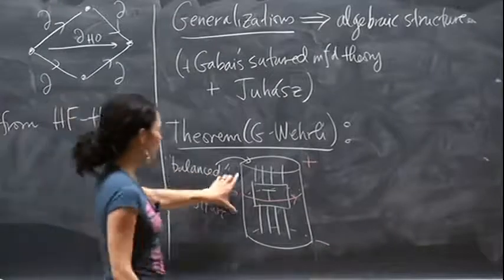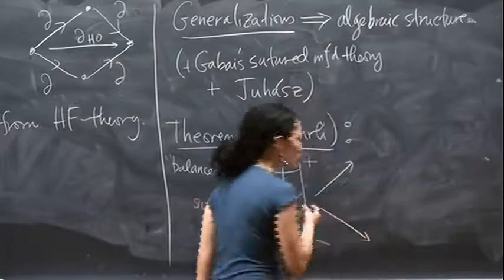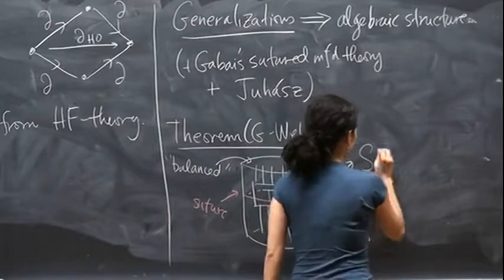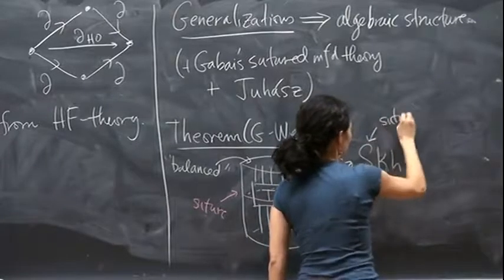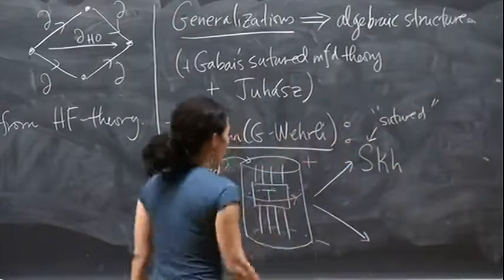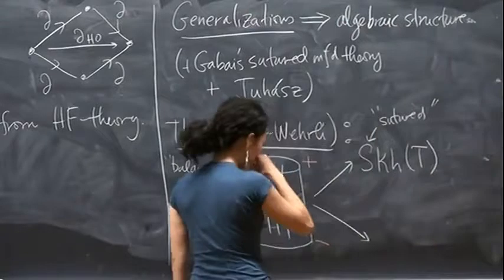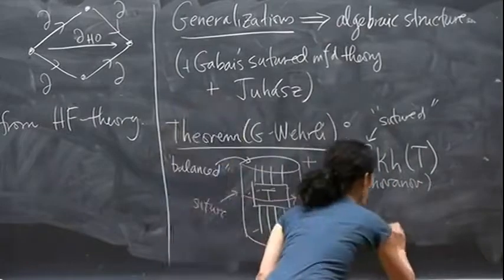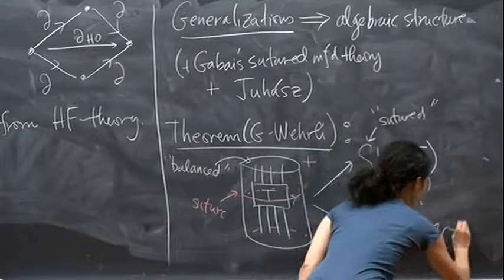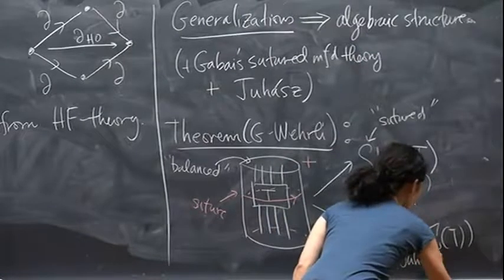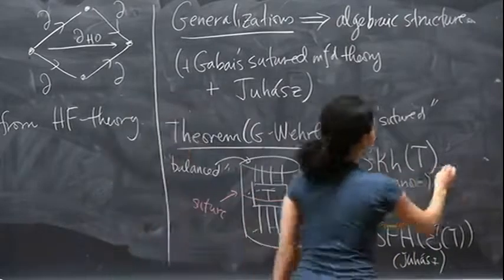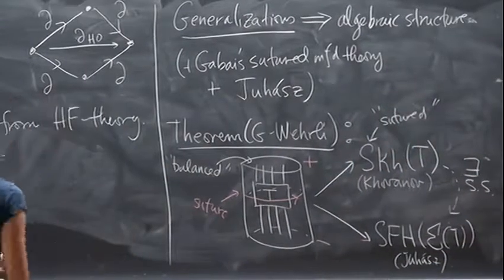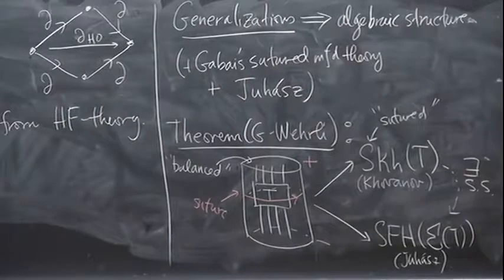And now in this more general situation, you can define what I'm going to call sutured versions of both of these theories, the Khovanov theory and the Heegaard-Floer theory. So you can define this sutured Khovanov homology. So this S means sutured. The sutured Khovanov homology of this balanced tangle. And this was defined by Khovanov in a different context. And then the sutured Floer homology of the double branch cover of the tangle. And this was defined by Juhasz. And not unsurprisingly, there's a spectral sequence between these two theories.